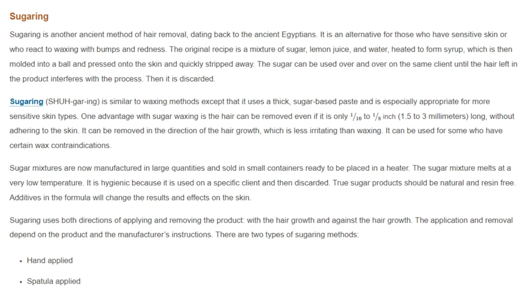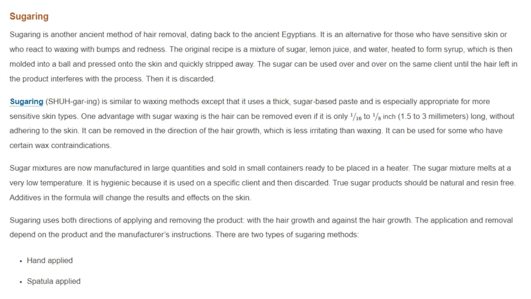Sugar mixtures are now manufactured in large quantities and sold in small containers ready to be placed in a heater. The sugar mixture melts at a very low temperature. It is hygienic because it is used on a specific client and then discarded. True sugar products should be natural and resin-free. Additives in the formula will change the results and effects on the skin. Sugaring uses both directions of applying and removing the product, with the hair growth and against the hair growth. The application and removal depend on the product and the manufacturer's instructions.